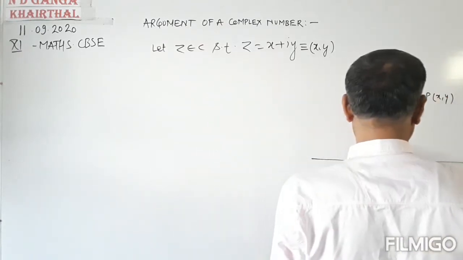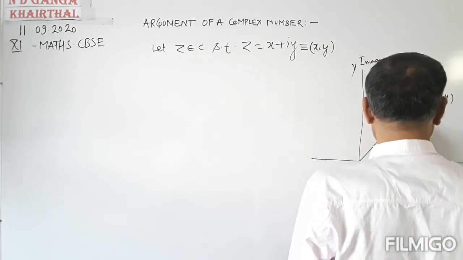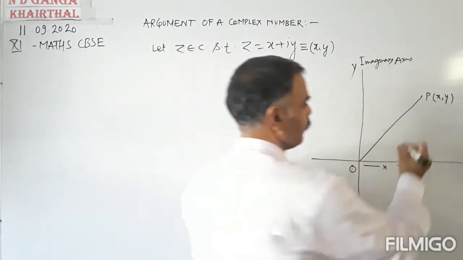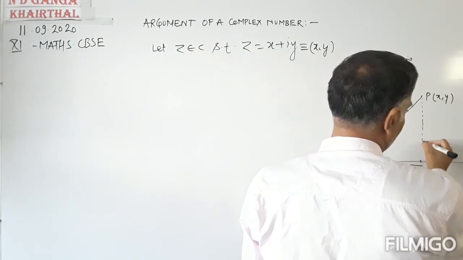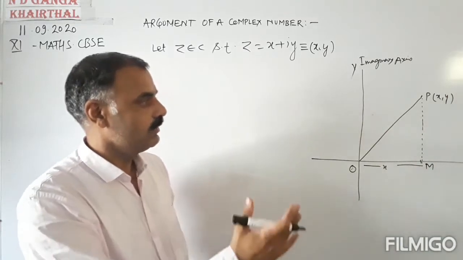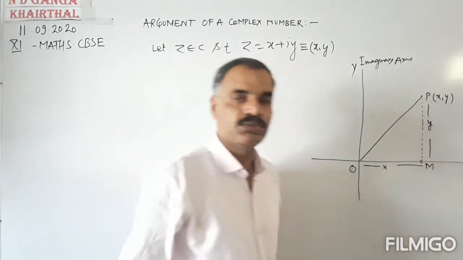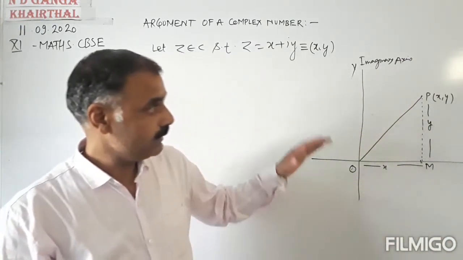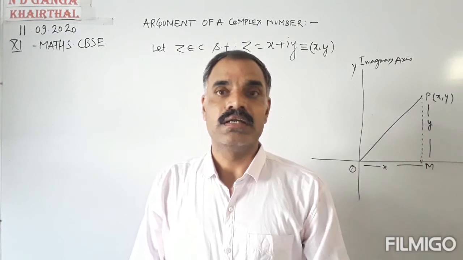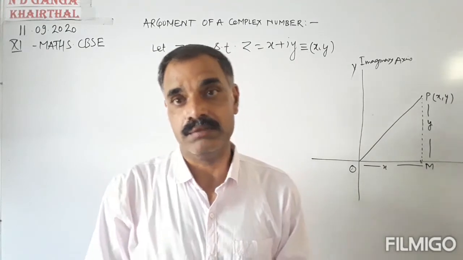So P is the point representing the complex number Z. Join the point P with the origin O, and draw the perpendicular from point P on the real axis, that is M. PM is the perpendicular on the x axis, then PM is equal to y. In this way we can represent a point P or the complex number Z in the Cartesian plane or complex plane, geometrically.